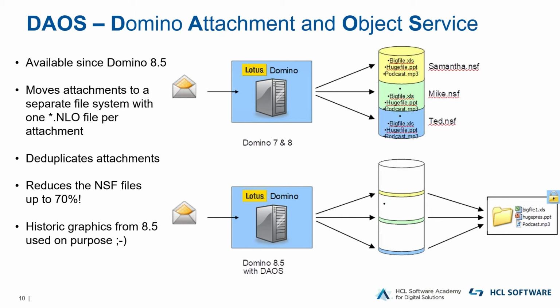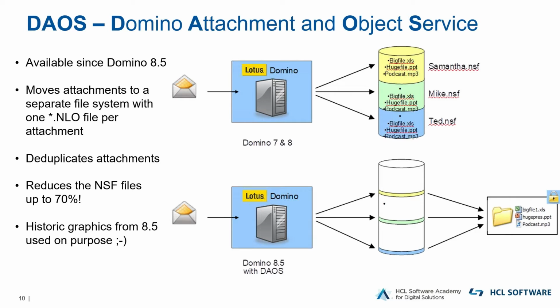And last but not least in the storage optimization is DAOS. So DAOS is something that has been introduced in 8.5. It replaced shared mail that was there earlier and didn't really work. But DAOS is a very, very interesting option because it will do two things. One is it deduplicates attachments. And secondly, the attachments will not be in your NSF anymore.